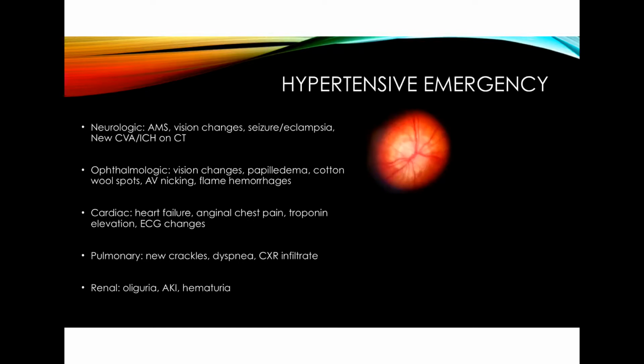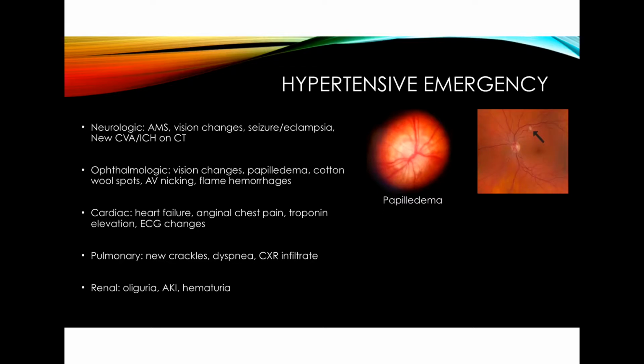Here are some fundoscopic images that you would use to recognize emergencies in your patient. First, here's an image showing blurring of the optic disc margins, and that's indicative of elevated intraocular pressure, which is compressing the optic nerve. It's called papilledema. This fundoscopic exam has a spot here indicated by the arrow that's white. This is the cotton wool spot, and it's indicating axonal injury as a result of hypertension.